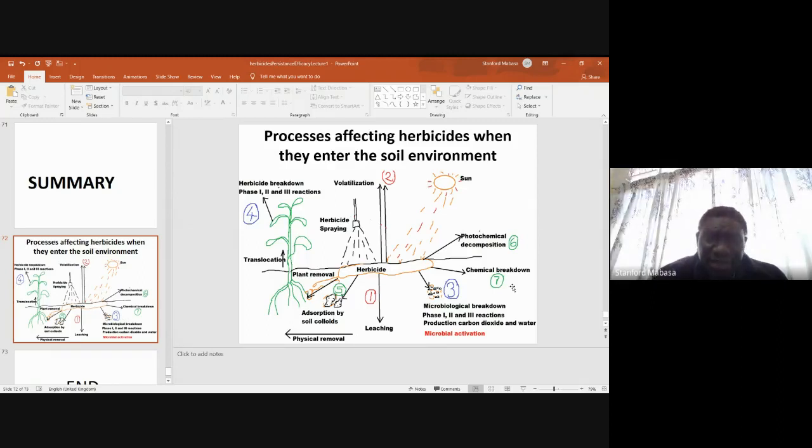So all these processes will account for herbicides which are applied to the soil. Sometimes these processes may explain why herbicides are not efficacious or effective. They can also account for why herbicides may kill crops during rotations. I'm talking of residual herbicides. So this is it on soil persistence.